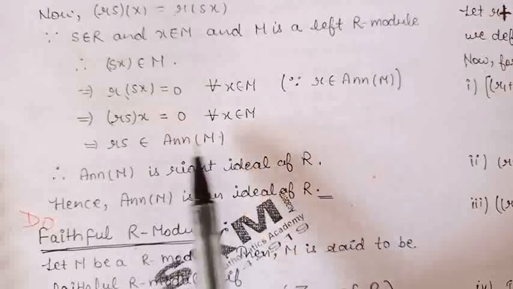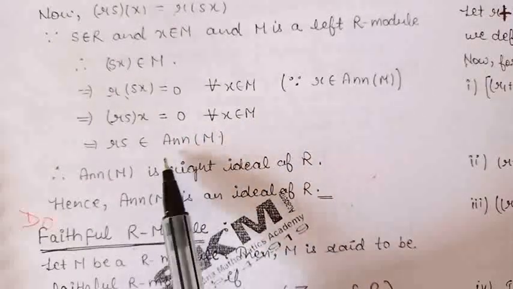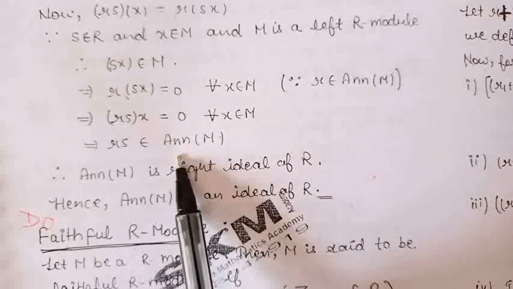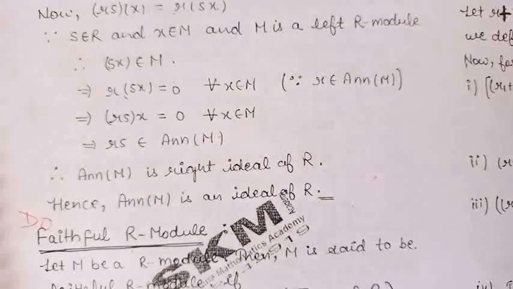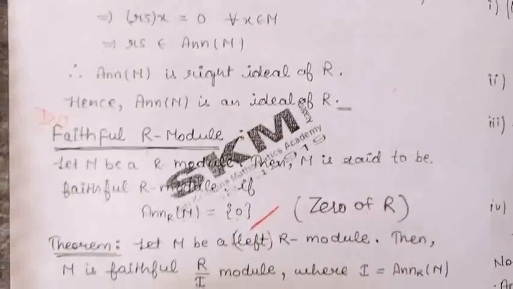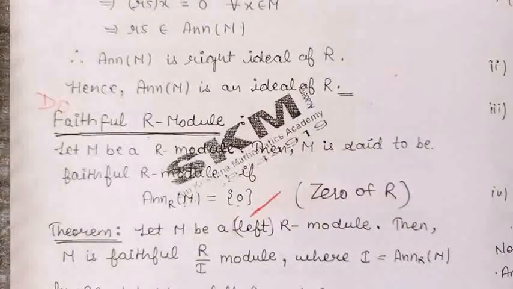So this proves that the annihilator of M is also a right ideal of the ring R. So we can say that the annihilator of module M is an ideal of the ring R. Now, next, to define a faithful R-module.